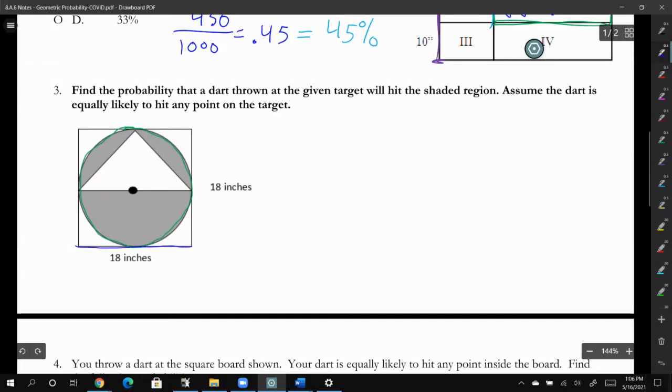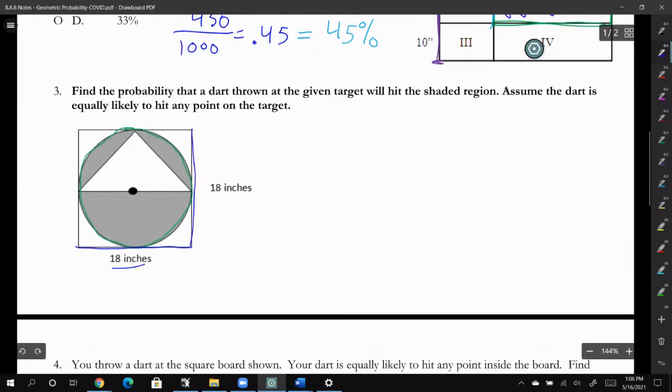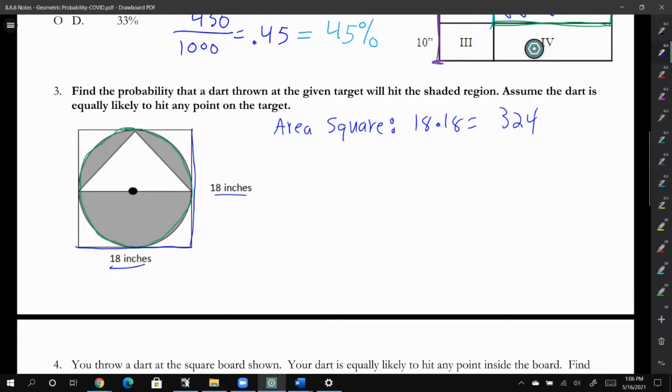We know we got to get the area of the whole thing at some point. So the area of the square, you know it's a square because both sides are the same length. So the area of the whole thing, or the area of the square, is going to be 18 times 18. And if we type that in the calculator, we get 324. So we have the area of the whole thing. It's 324.